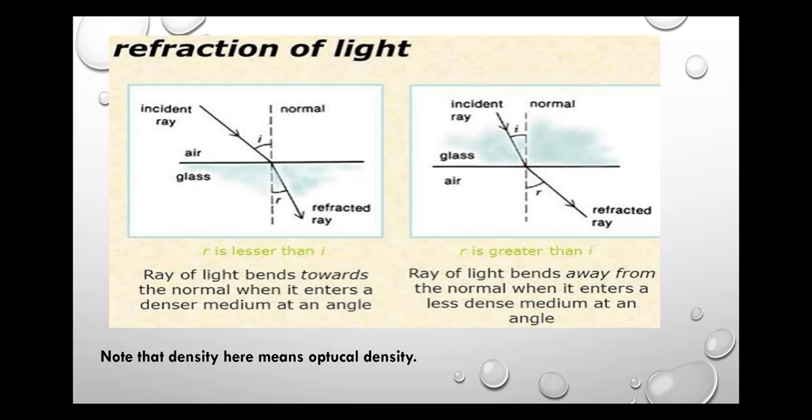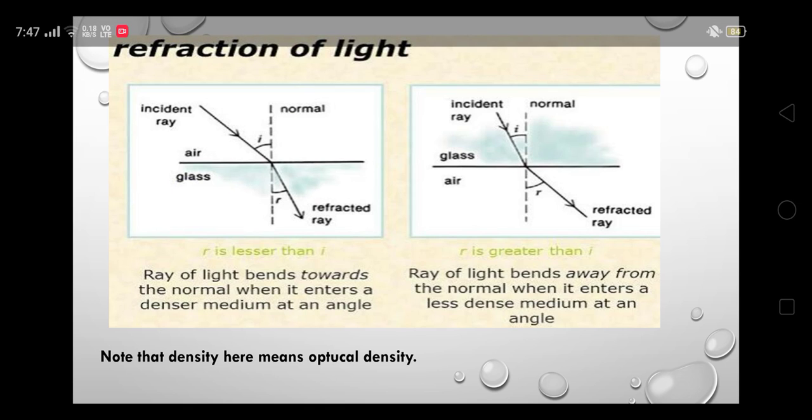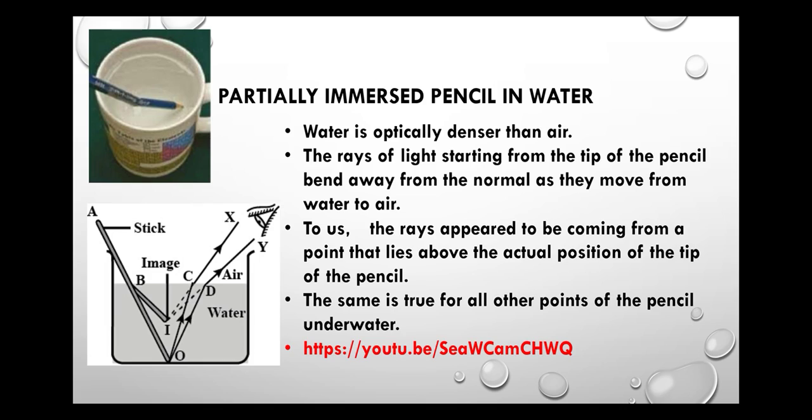So these are the laws of refraction: when the ray of light enters from a less dense medium to a more dense medium, it bends towards the normal, and when the ray of light enters from a more dense medium to a less dense medium, it bends away from the normal. A ray of light bends away from the normal when it enters a less dense medium at an angle.